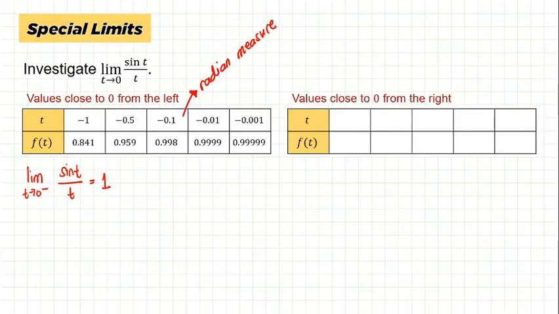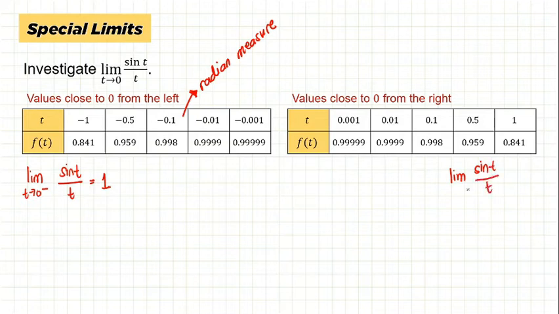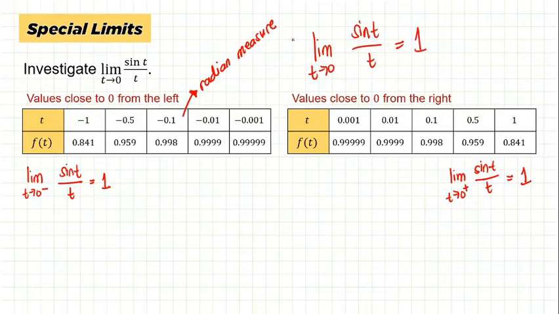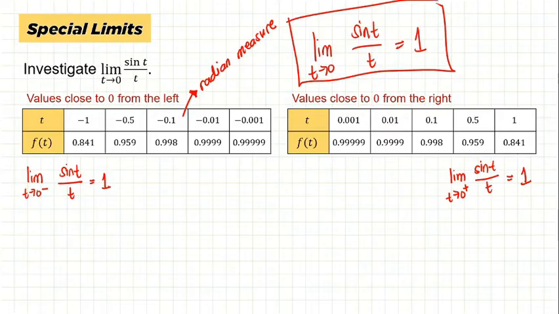Okay, now from the right, we have this one. So we have these values, and the corresponding values of the function, we have this. So as you can see, as t approaches 0 from the right, the values of the function approach 1. So therefore, we say that the limit of sine t over t as t approaches 0 from the right is also equal to 1. So from that, we can say that the limit of sine t over t as t approaches 0 is equal to 1. So please take note of this formula.